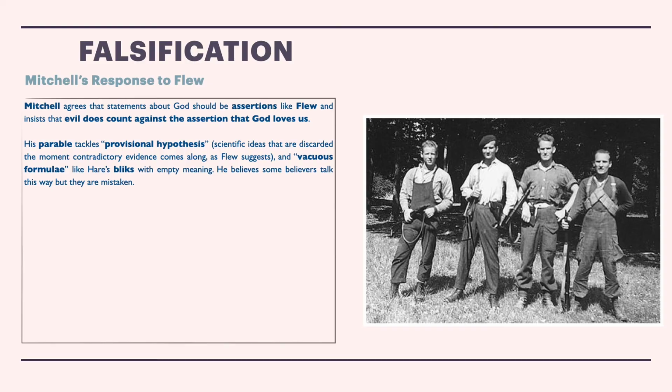His parable, the parable of the stranger and the partisan, the freedom fighter, tackles some ideas. He tackles Flew and he tackles Hare. He talks about a provisional hypothesis. Now, these are scientific ideas that are discarded the moment contradictory evidence comes along. And this is something that Flew suggests that religious people do.